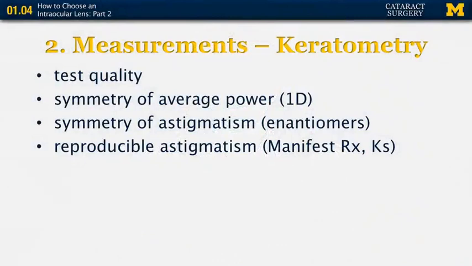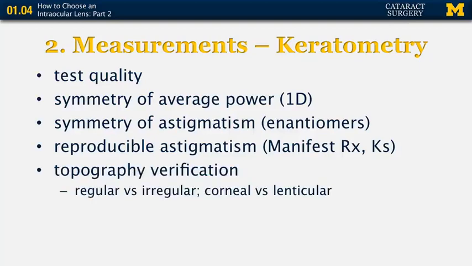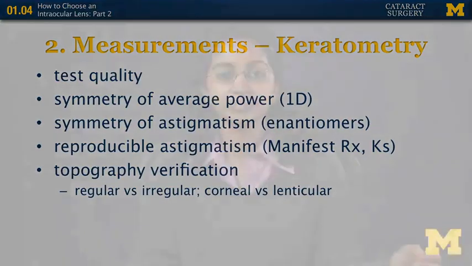You want to do multiple checks for consistency to make sure your data is reproducible. You can take your manifest refraction, your K's from your IOL master, and cross-check that with your topography. In the same vein, you also want to use your topography to guide you for any sort of astigmatism correction to first make sure you don't have any sort of irregular astigmatism, and this can also help parse out whether your astigmatism in your refraction is from a corneal or lenticular etiology.